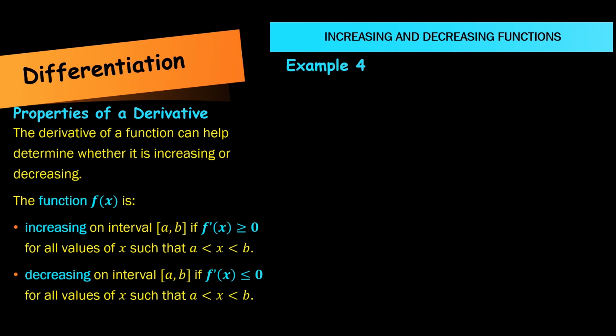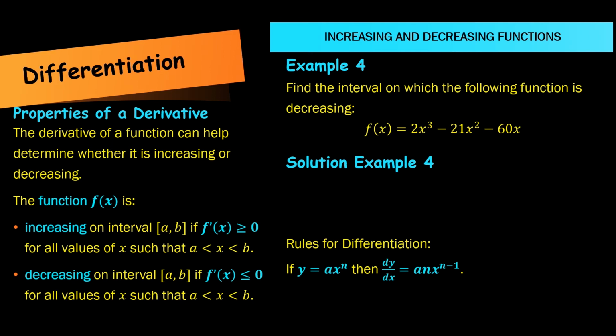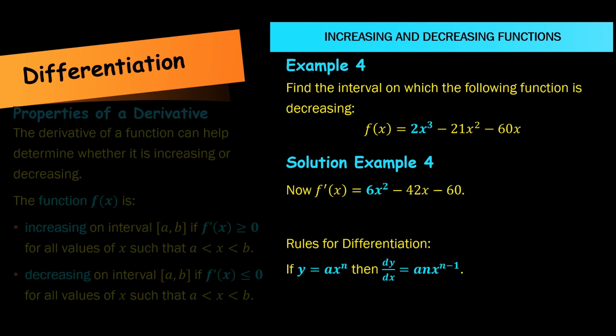Now let's take a look at another example. Find the interval on which the following function is decreasing. f(x) = 2x^3 - 21x^2 - 60x. Let's solve this. Again, remind yourself of the rules for differentiation of polynomials, and then differentiate. So 2x^3 differentiated is 6x^2, -21x^2 differentiated is -42x, and -60x differentiated is -60.